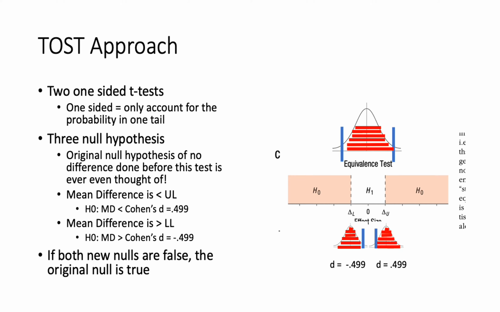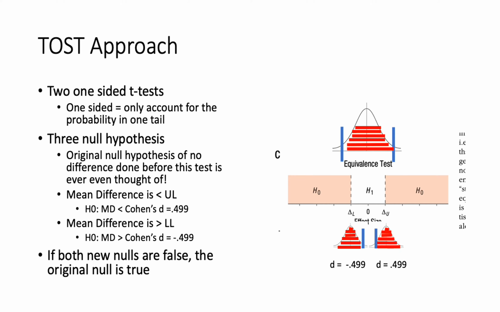So what we notice here is we have these two areas of the null hypothesis. We're saying if any of our mean differences are greater in absolute value than 0.499, then we are not going to assume that the two means are equivalent. The same thing works on both sides. So you can see there, if our mean difference is greater in absolute value than 0.499, we're retaining the null hypothesis. Okay? So that's the general idea.